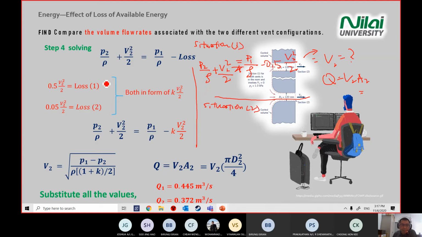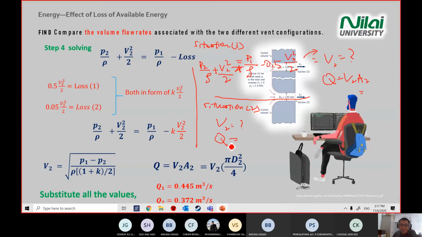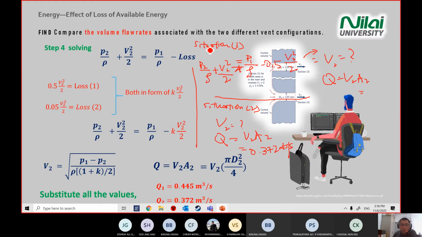Repeat this process by substituting 0.05 V2 square in the loss component. Then repeat the process, and for the second scenario you'll get V2 equal to some value, and then you substitute V2 in the second scenario. You will get 0.372 meter cube per second. You can do it both ways, either way.